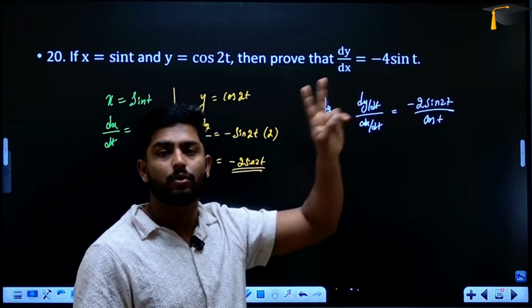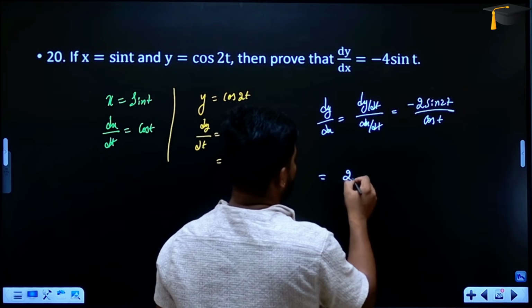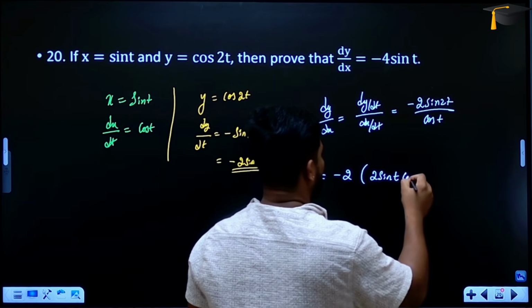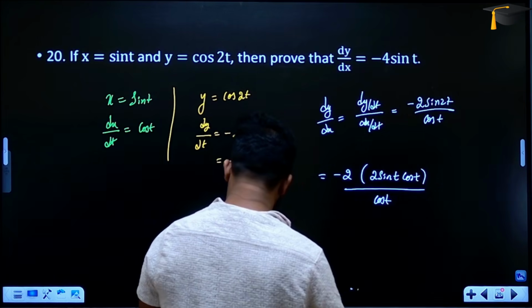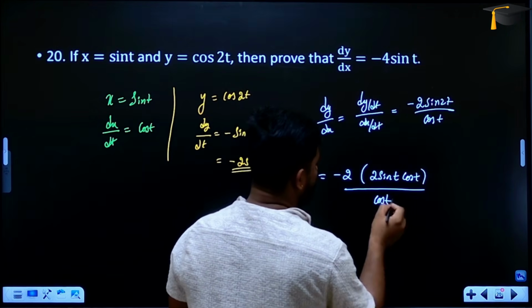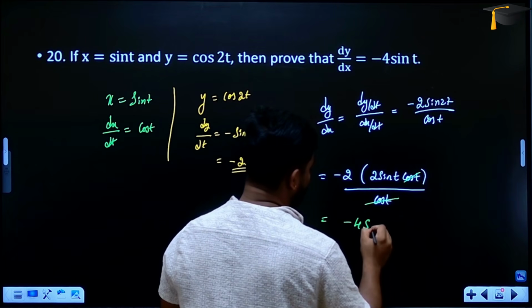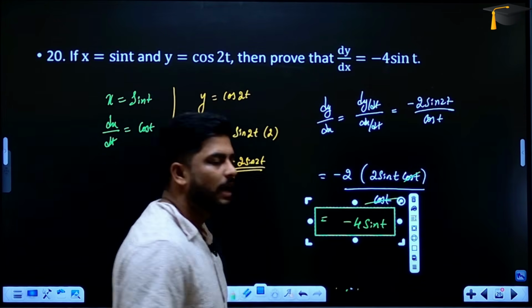But we know the sin 2 theta formula. So what is sin 2 theta formula? So it is minus 2 of 2 sin t into cos t, right? Whole divided by cos t. So cos t cancels. So 2 into 2 is 4. So it is a minus 4 sin t, we get it. And that is what they asked us to prove, right?